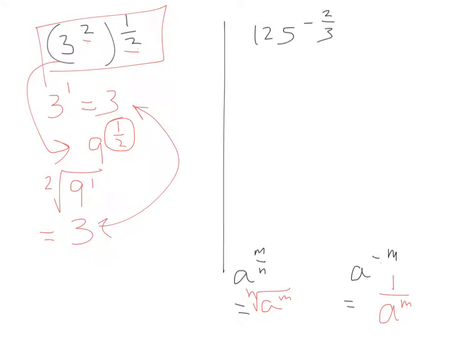Okay, this one here is a little bit more interesting. So this 125, we've got to the power of negative 2 over 3. That can be a bit messy, I'll be honest with you, because we could write that as being 1 over 125 to the power of 2 over 3. That doesn't really help much. That's still quite ugly to try and work with. So what we're going to do, I'm not going to put that in.